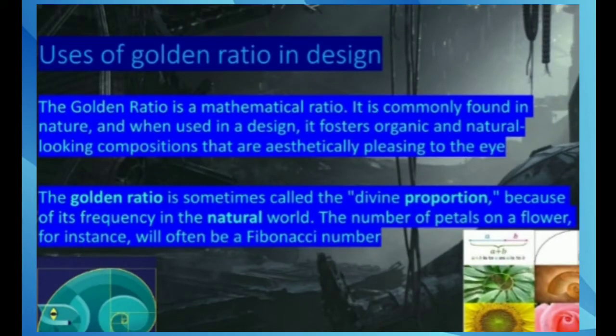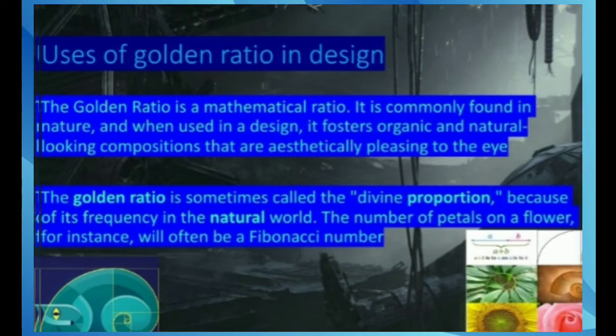Uses of the golden ratio in design. The golden ratio is a mathematical ratio. It is commonly found in nature, and when used in a design, it fosters organic and natural looking compositions that are aesthetically pleasing to the eye. The golden ratio is sometimes called the divine proportion because of its frequency in the natural world. The number of petals on a flower, for instance, will often be a Fibonacci number.